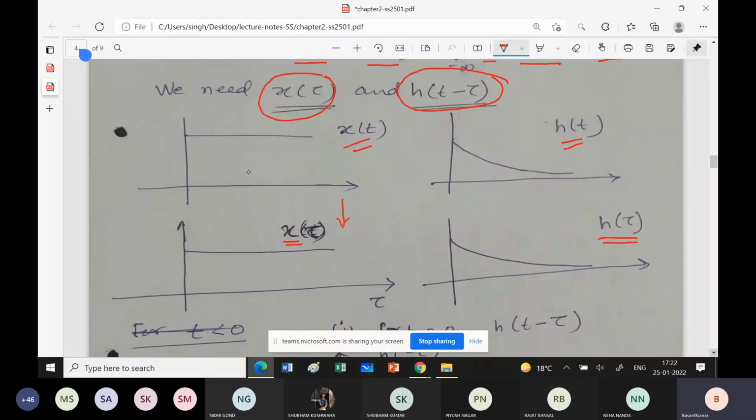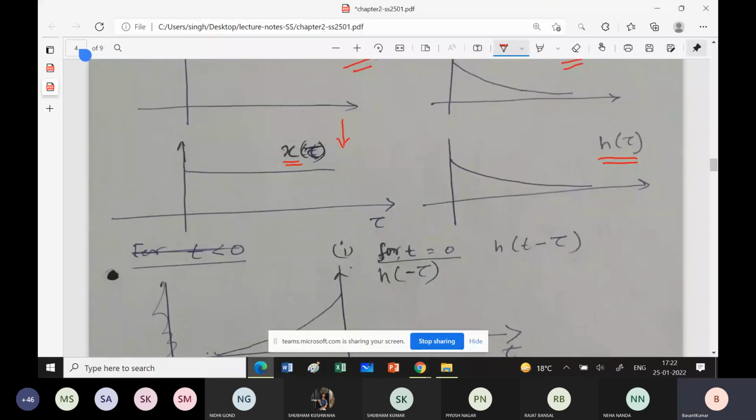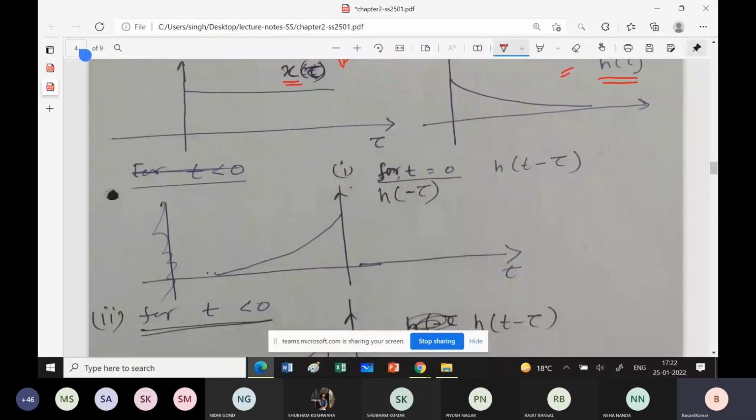Now what to do next: you can take the time reversal of either of the two signals. Here we are focusing on this signal only, so we take its time reversal. Otherwise you can take the time reversal of any of the two signals that you are operating with. So we took the time reversal of h(τ), so that will be the mirror image over the y axis. This is nothing but the function h(t − τ) where t equals 0. So for t equal to 0, this is h(−τ). This expression you get.